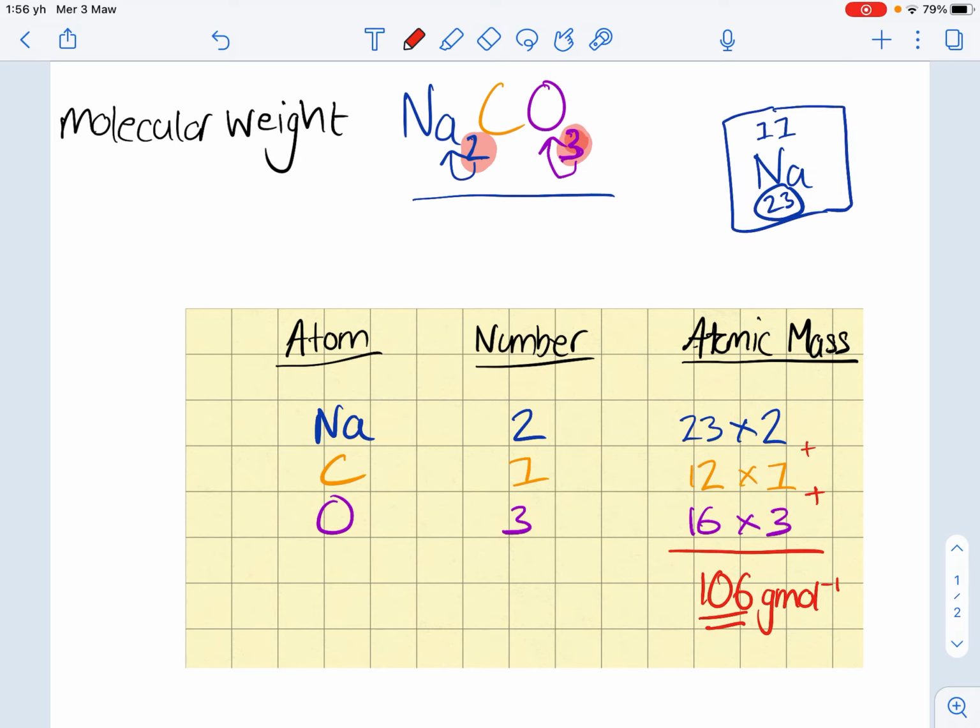This is really important for things such as when we're trying to work out the moles of something, which I'll show you how to do in a separate video. You need to start off with the molecular weight. It's very important.